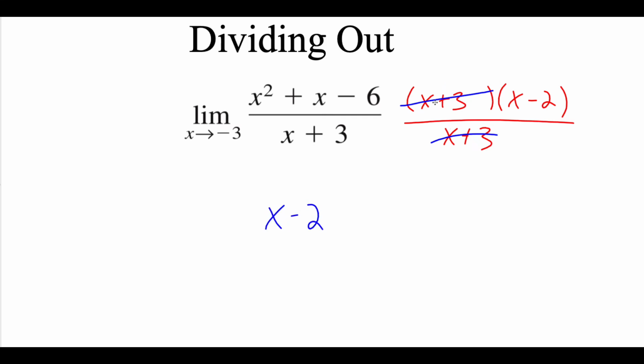So we divided out that factor of x plus 3, so now we can evaluate the limit of what's left over. And if I do direct substitution now, if I plug in that -3, I end up getting -5, just like our table showed that we should get. So again, by canceling out this factor of x plus 3, we were able to come up with a limit that we could then solve using direct substitution.